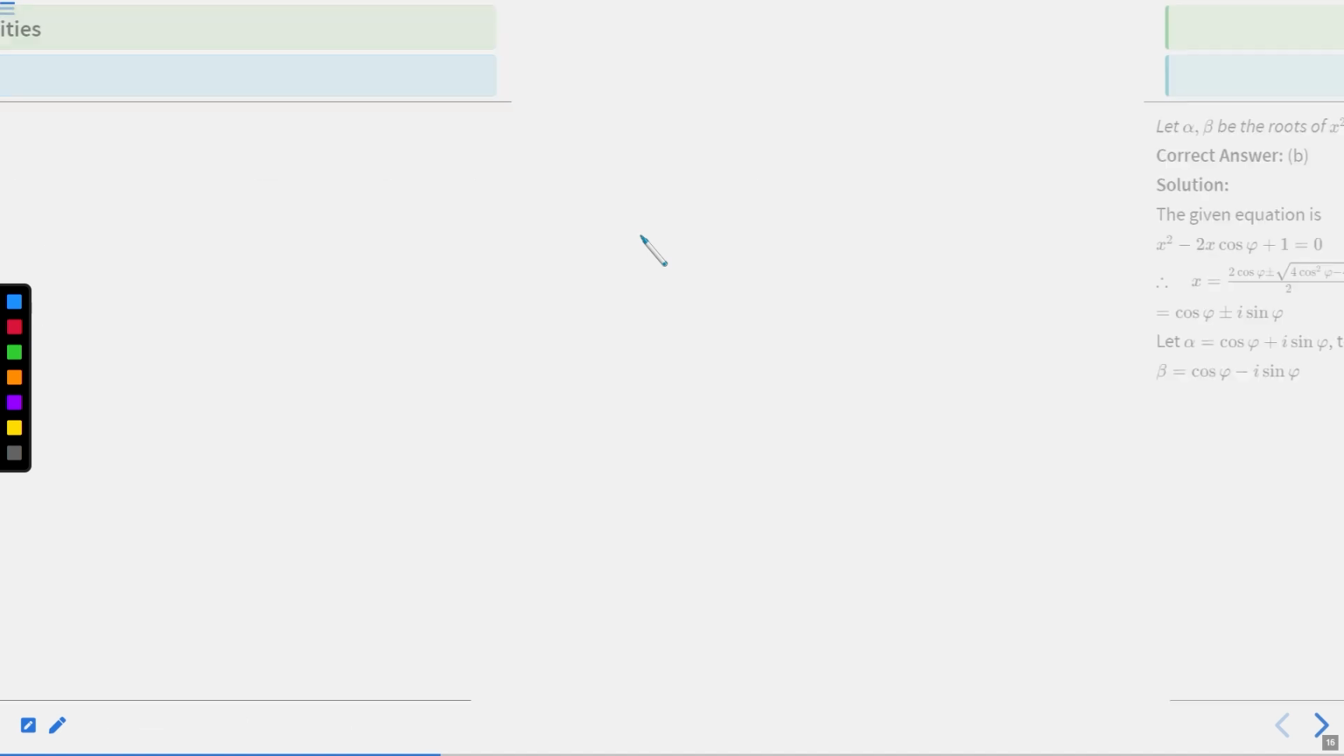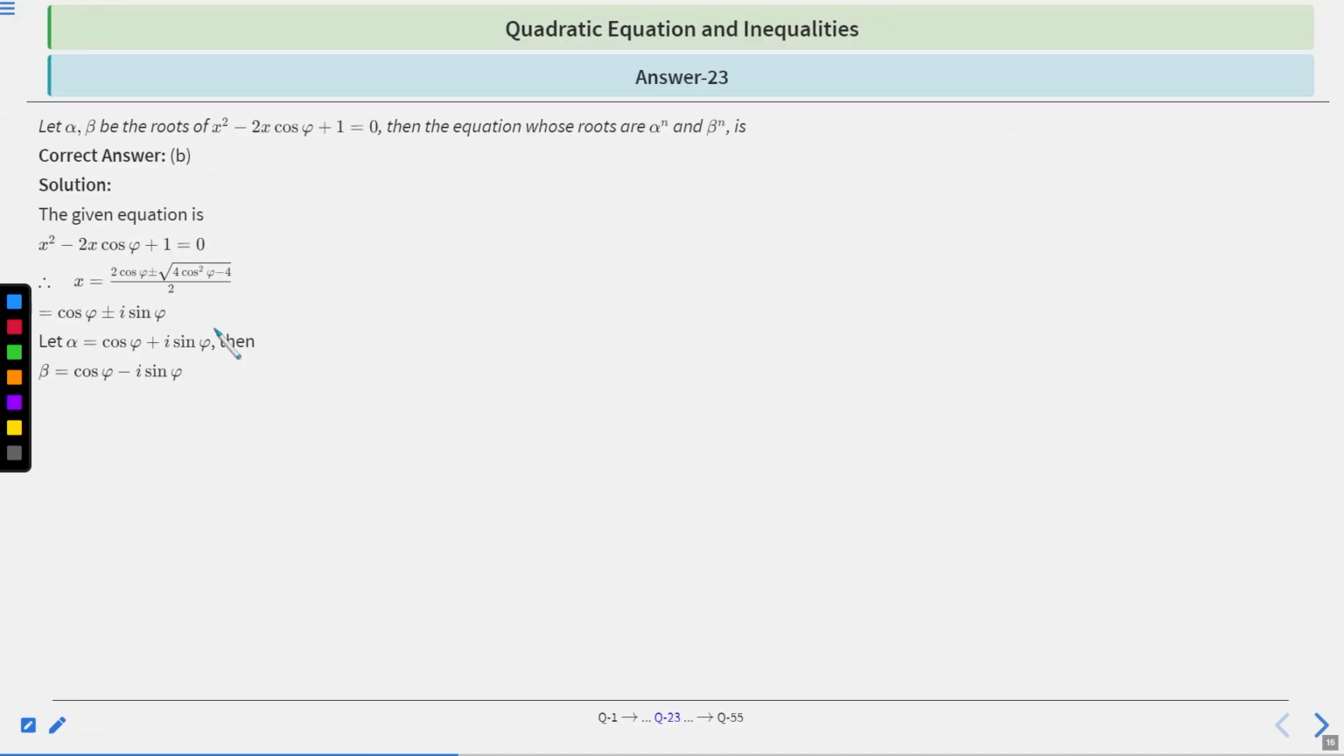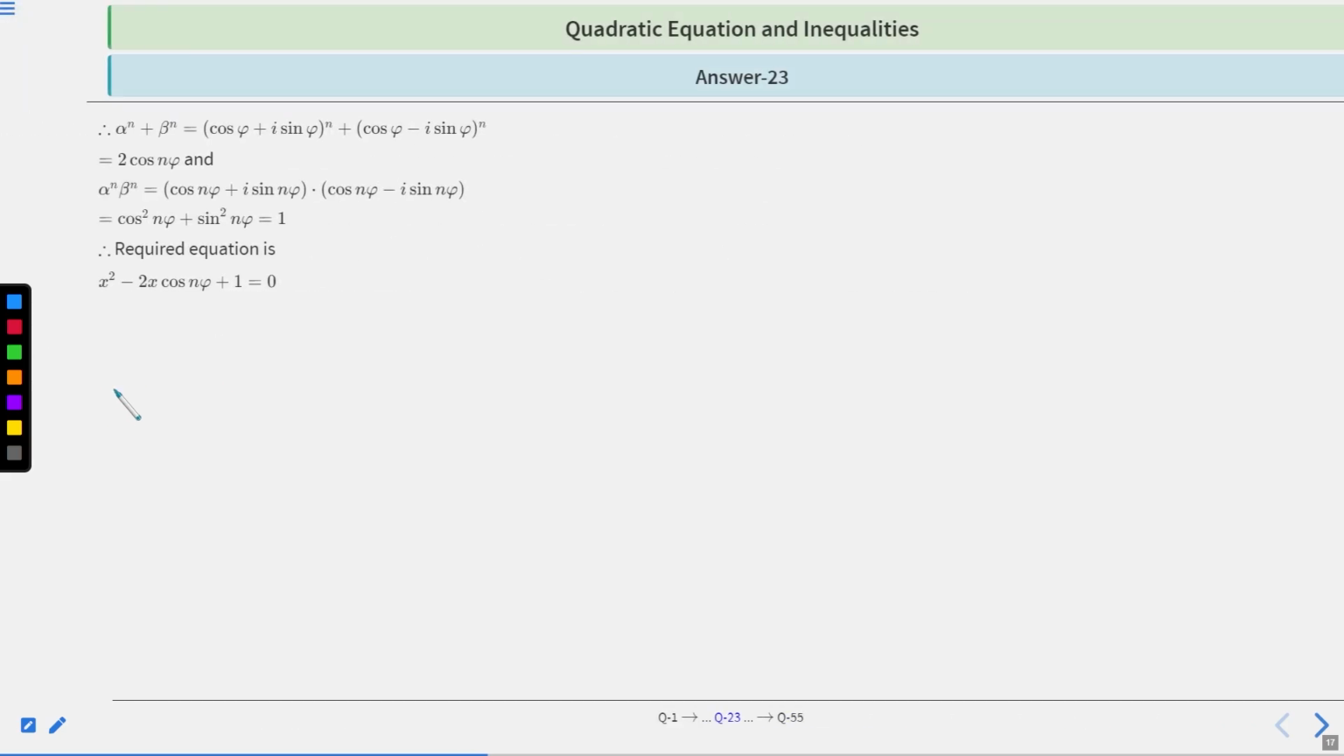Okay, let's discuss the solution. The equation given is x square minus 2x cos phi plus 1 equal to 0. So x will become [2 cos phi plus minus root over 4 cos square phi minus 4] upon 2. So x will be cos phi plus minus iota sin phi. Let alpha be cos phi plus iota sin phi, then beta will be cos phi minus iota sin phi, right?